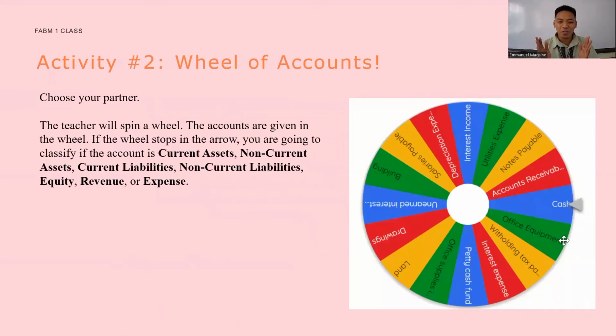Now, let us do activity number 2. We have the wheel of accounts. You may choose your partner. Okay, if you are done choosing your partner, I am going to spin the wheel. The accounts are given in the wheel. If the wheel stops at the arrow, you are going to classify if the account is current assets, non-current assets, current liabilities, non-current liabilities, equity, revenue, or expense. Are you ready? Okay.